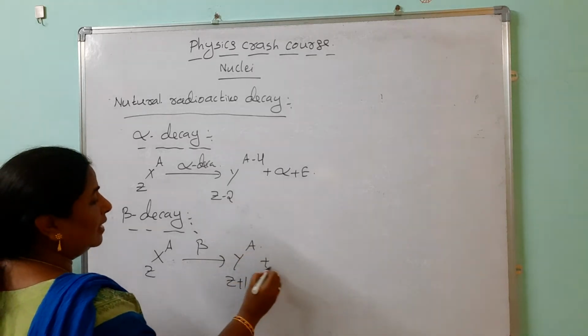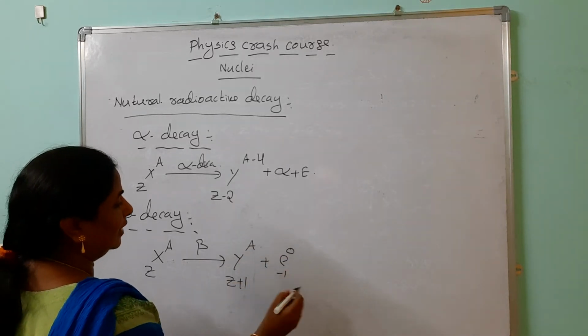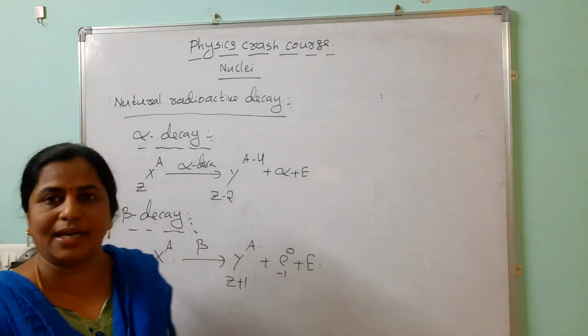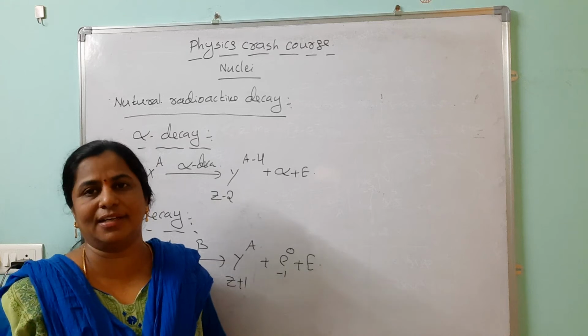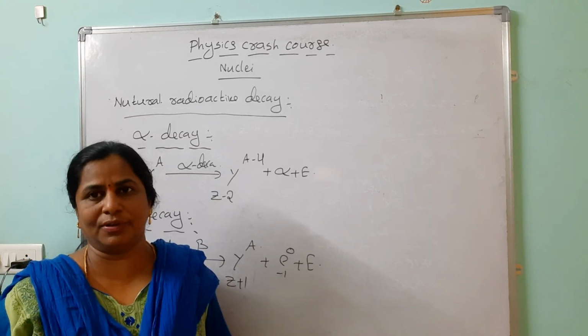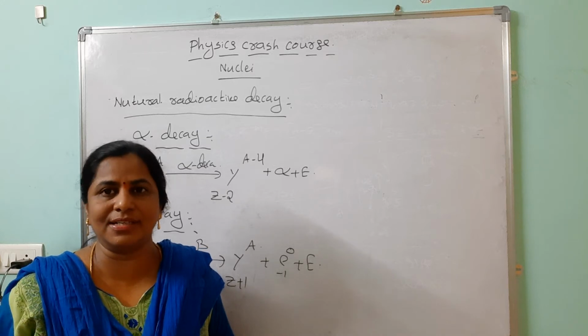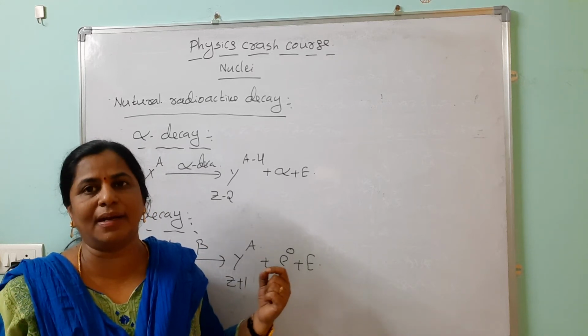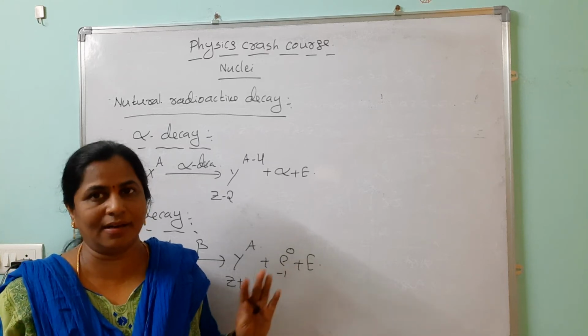increased by 1 unit. Beta is nothing but electrons. We can show it like this, with some energy. So these are negatively charged particles. They are also deflected in both electric and magnetic fields, and they affect the photographic plate. But the ionization is less than alpha particles and the penetration is more compared with alpha, not gamma.